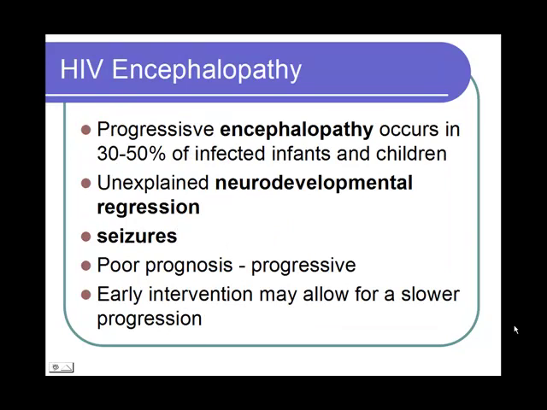One type of encephalopathy is HIV. We talked about this earlier. One of the possible complications of HIV is encephalopathy, but in kids who have HIV, we see this far more often than adults. In fact, 30 to 50% of the time we'll see encephalopathy. And this is an unexplained neurodevelopmental regression. So they go from meeting all their developmental milestones to losing those milestones they'd already met. And they end up looking like a severe CP kid, kind of stiff and rigid and non-responsive. They'll have seizures. Prognosis is very poor. Early intervention, we may be able to slow down the progression, but that's about it.